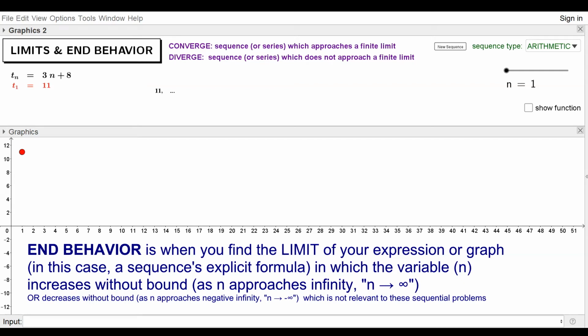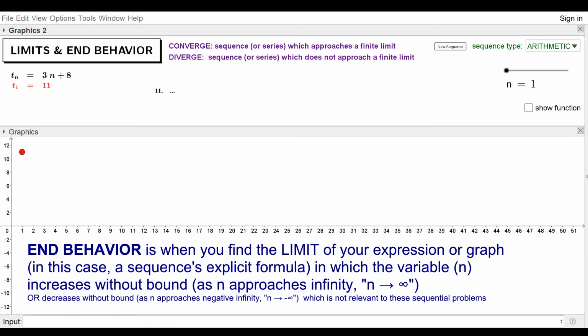In this video, we're going to study the limits and end behaviors of arithmetic and geometric sequences. My first sequence is an arithmetic sequence, t sub n equals 3n plus 8. I set my value of n equal to 1 so I can find my first term. Since 3 times 1 plus 8 is 11, there it is, my first term.